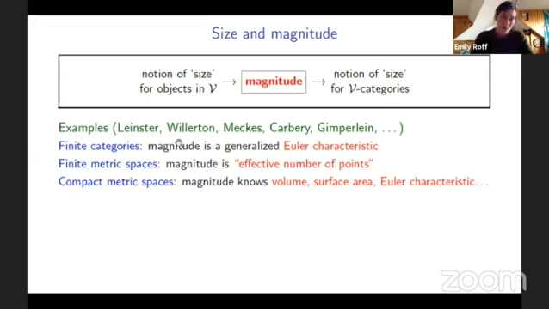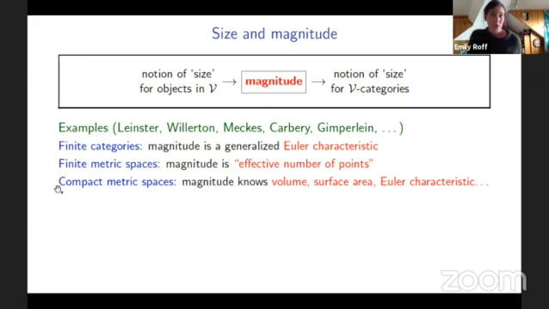When it comes to enrichment in the positive half line, magnitude tells us that the size of a metric space is most naturally interpreted not as a number, but as a function. And in the case of a finite metric space, this function can be thought of as recording the effective number of points in the space as the metric is scaled up and down, or if you like, the effective Euler characteristic of the space at different scales.